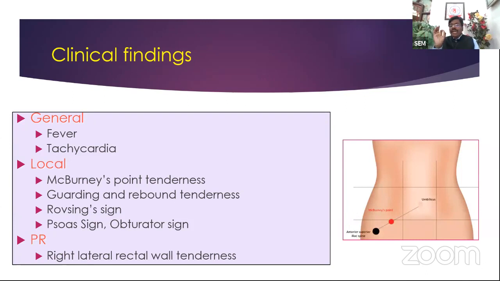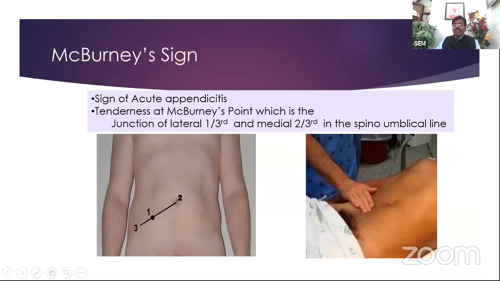Imagine there is a line between the anterior superior iliac spine to the umbilicus, spino-umbilical line. The spino-umbilical line, medial 2/3, lateral 1/3, where you put a finger, your index finger, and press, patient experiences pain. That is McBurney's sign or McBurney's point of tenderness. You don't palpate like that. You palpate like this. Okay, that is what McBurney also said.